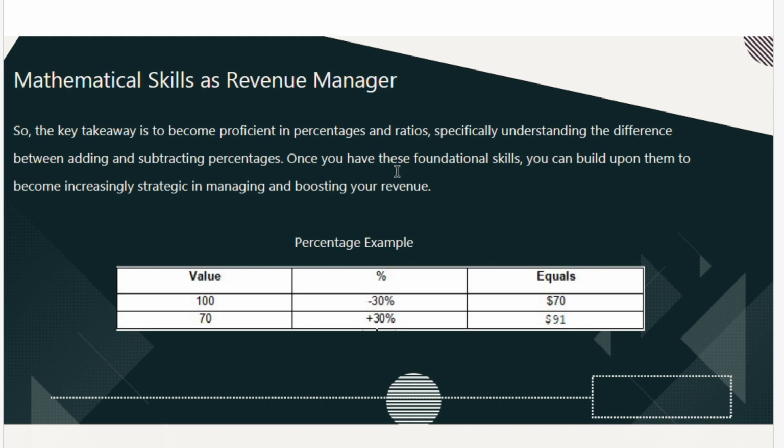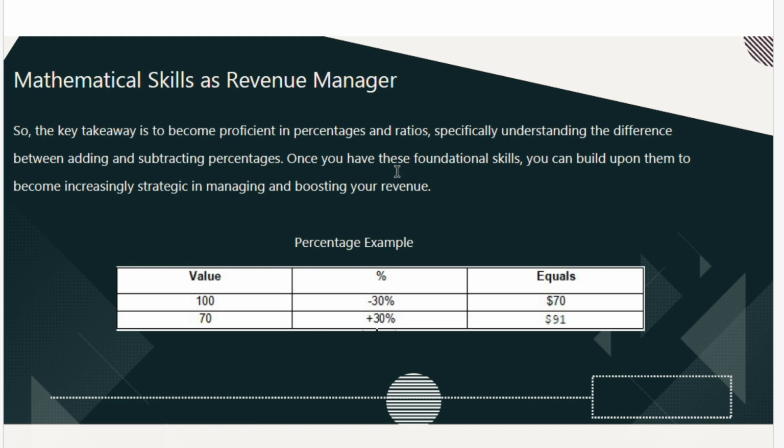Now in this slide, I will show you a practical example for a better understanding. The key takeaway here is to become proficient in percentages and ratios, specifically understanding the difference between adding and subtracting. Once you have these skills, you can build upon them to become increasingly strategic in managing and boosting your revenues. Once you build the base, then on a case-to-case basis, you can improve and change the way you want. Now in this example, as you can see, you have a value which is 100.